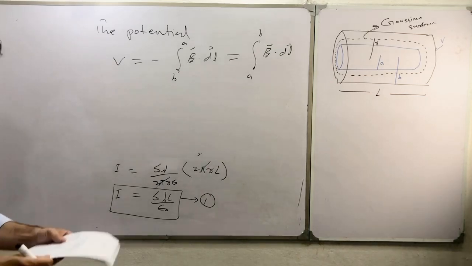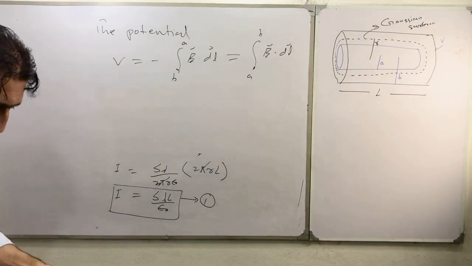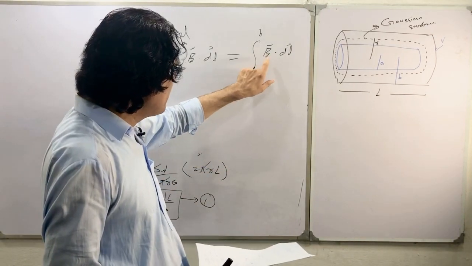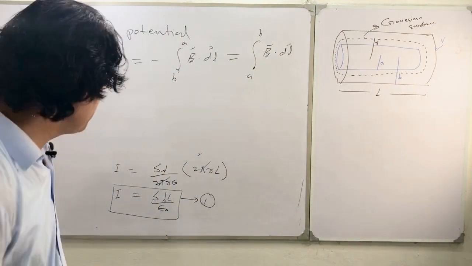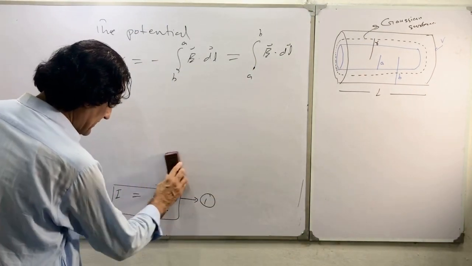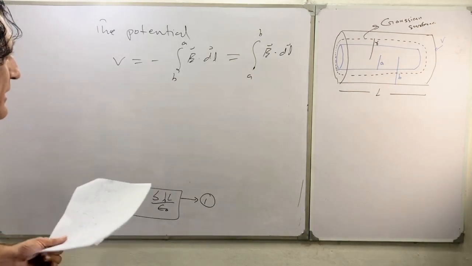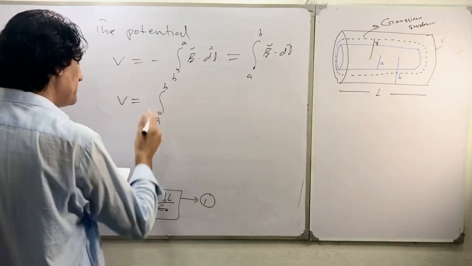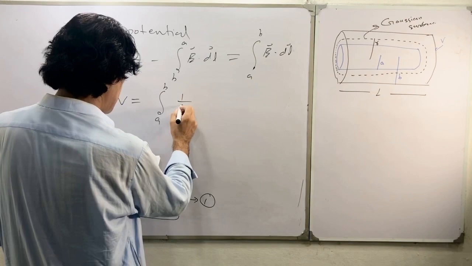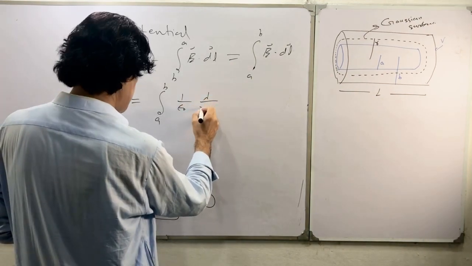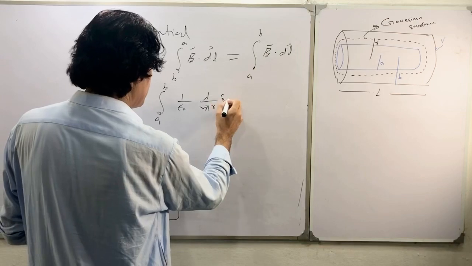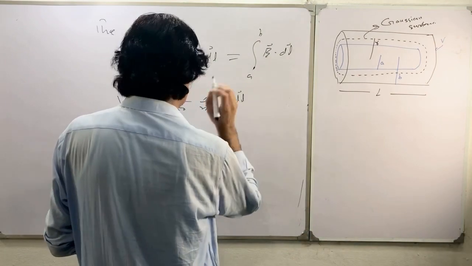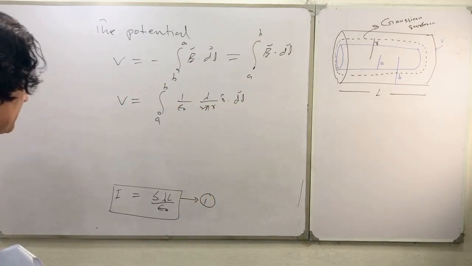And how can we find the value of V? We need to put in the value of E. Previously we have calculated the value of E, and we have to put this value of E in this equation. So V is equal to, from A to B, what we calculated previously, lambda divided by 2 pi r, r hat being a unit vector, and here dl. So dl is a length, so we can write this in terms of dr.